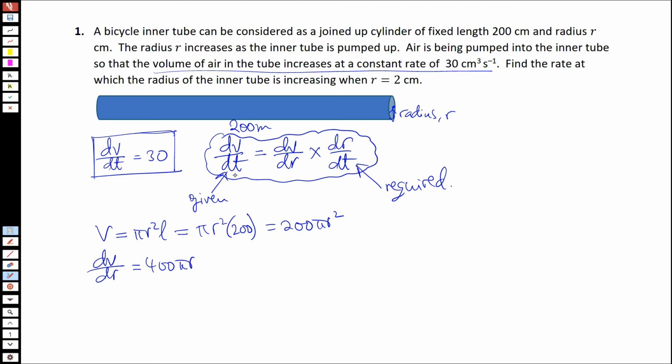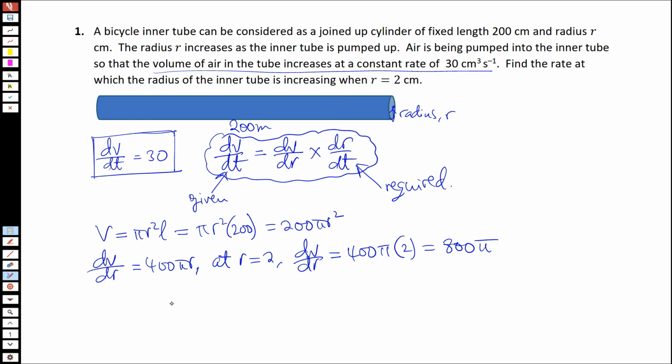But remember, we are trying to find dv over dr at r equal to 2. We're actually trying to find the rate at which the radius of the inner tube is increasing when r is equal to 2. So at r equal to 2, dv over dr will be equal to 400 pi multiplied by 2, which will be equal to 800 pi.